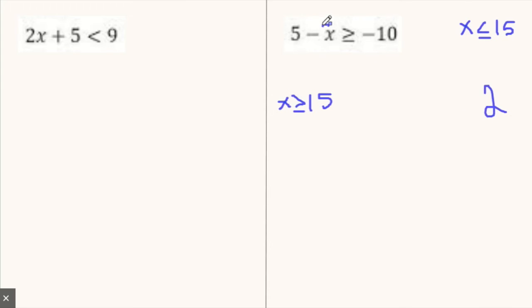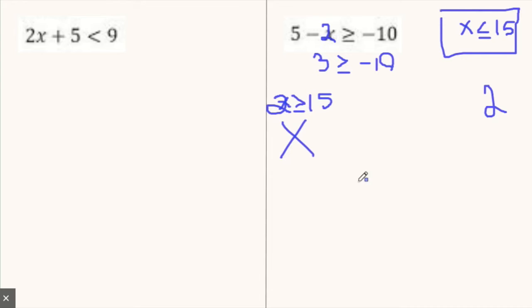When we plug 2 in the original equation, we get 5 minus 2, which is 3, greater than or equal to -10. And this is true because 3 is greater than -10. But if we plug 2 into this equation that should be the solution, we get 2 is greater than 15, which is not true. So we have to flip the sign like we did when solving it. The rule is if you multiply or divide by a negative number, you flip the sign.